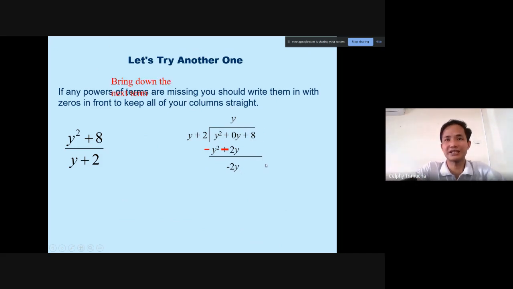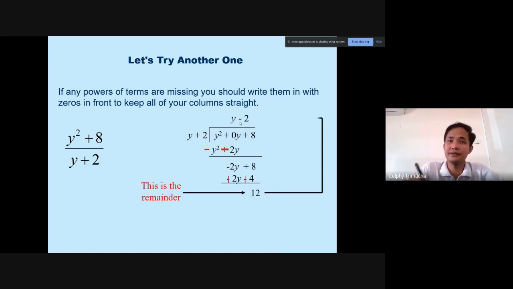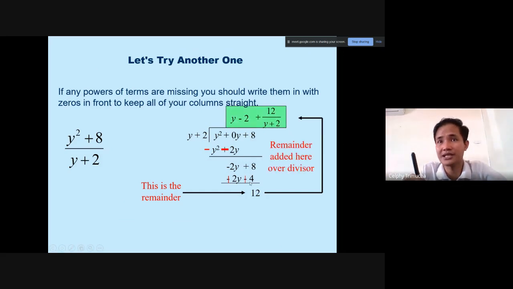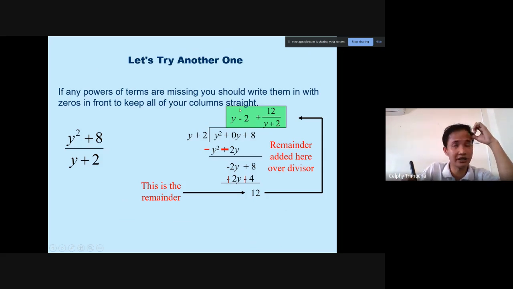Bring down the next term which is equal to positive 8 and then perform the same process again. We will come up with the answer negative 2. So multiplying again, we will have negative 2y minus 4. And then our remainder will be, so we change the sign, 8 plus 4 will be equal to 12. So our answer, we add our remainder 12 all over y plus 2. So if you are only looking for the answer, it is this, but if the remainder is included, this is our answer.